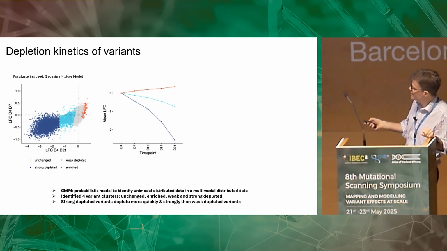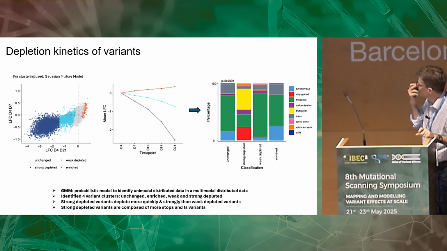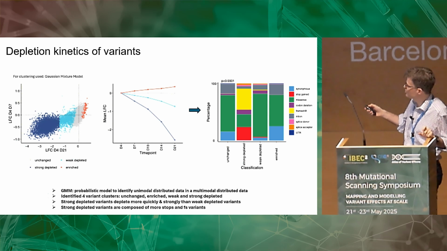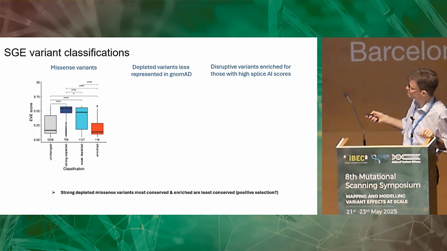So then what we can start to do is compare these different classes of variants to different breakdowns of those variants. For example, these are the strongly depleted variants, which as you can see here are largely made up of those stops and frameshift, whereas the weakly depleted variants, as I've said already, tend to be those that are missense in nature.